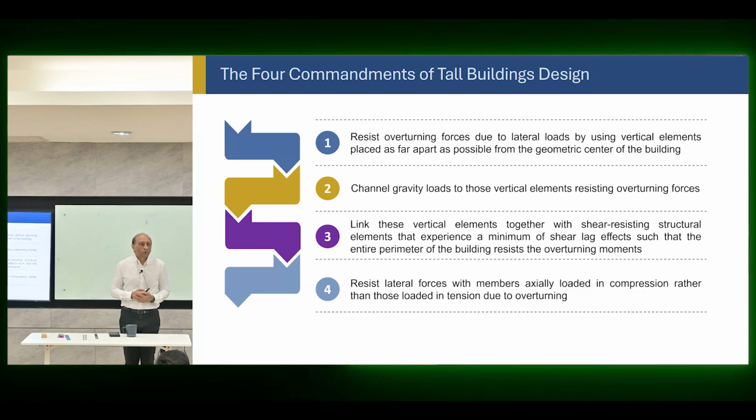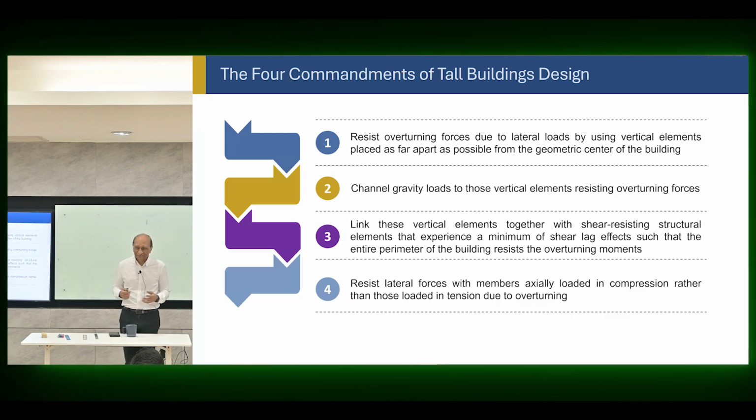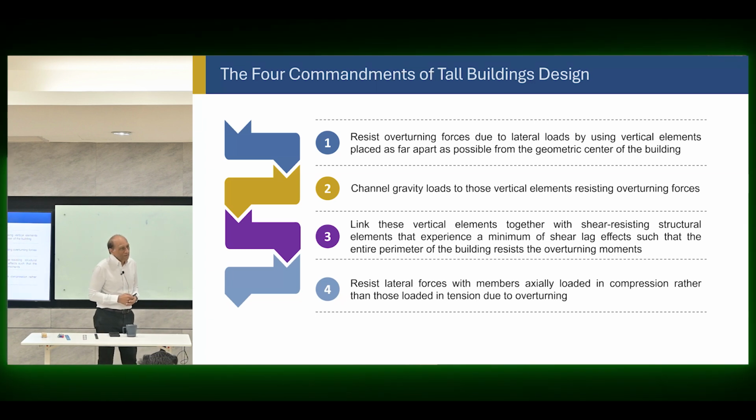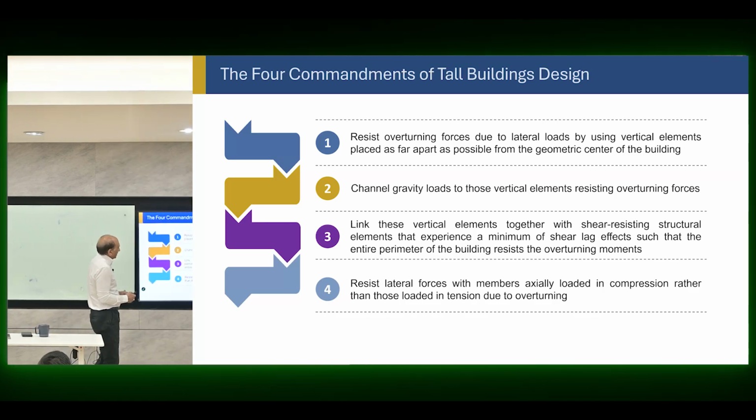So these are the 4 rules for designing a good tall building. Okay, it's not given by God, but we can say they are universal rules, let's call them, that you should follow. And if you follow them, you will end up with a good design.